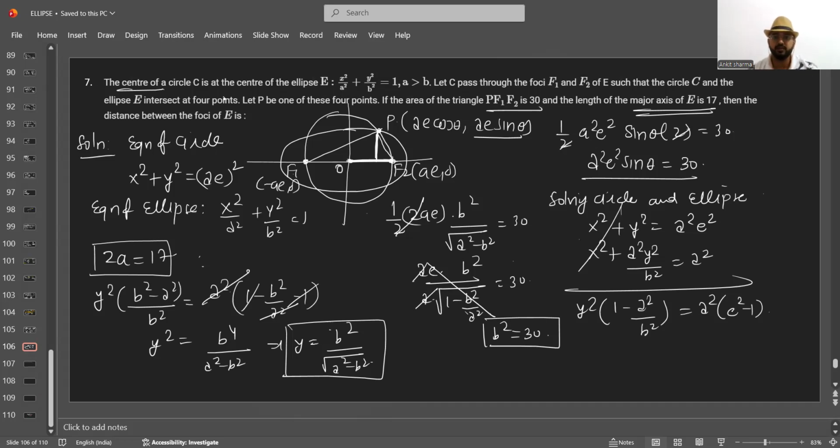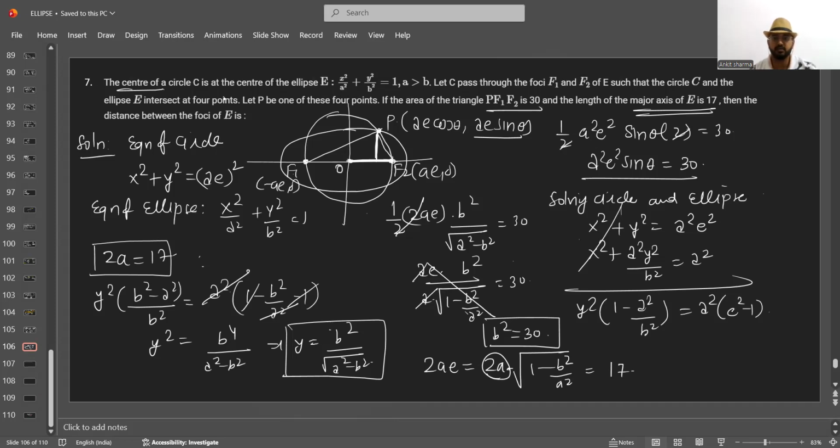Okay, so now we got b square is equal to 30. And what do we need? We need the distance between this. So we have a, already we know. So distance between them is 2ae. So 2ae is equal to 2a, and e is simply what? 1 minus b square by a square. So 2a is given to be what? Length of major axis is given 17. So we can add on here 17.